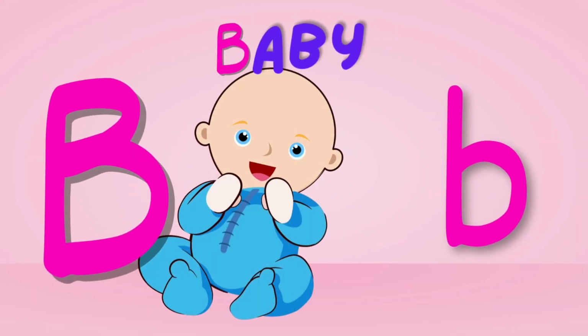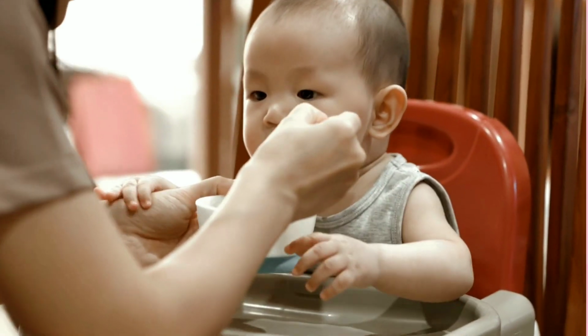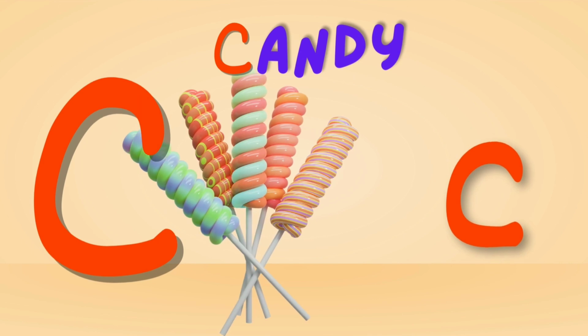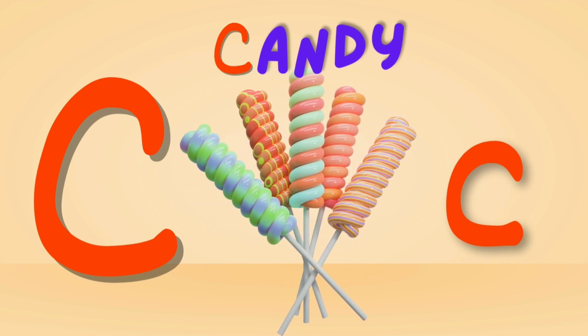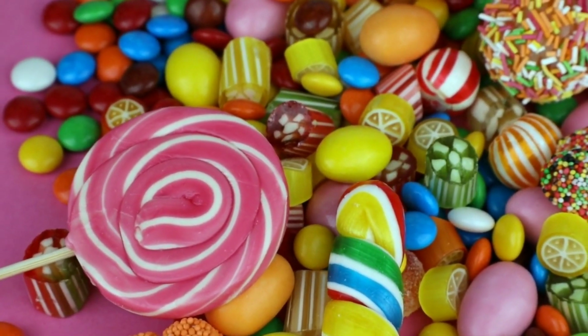B is for baby. This is a baby. C is for candy. This is a candy.